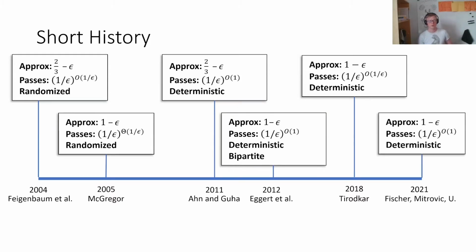And in our work, we show that you can do kind of best of all the worlds. So we have a polynomial amount of passes, we have a deterministic algorithm, and our approximation is as close to 1 as we want.